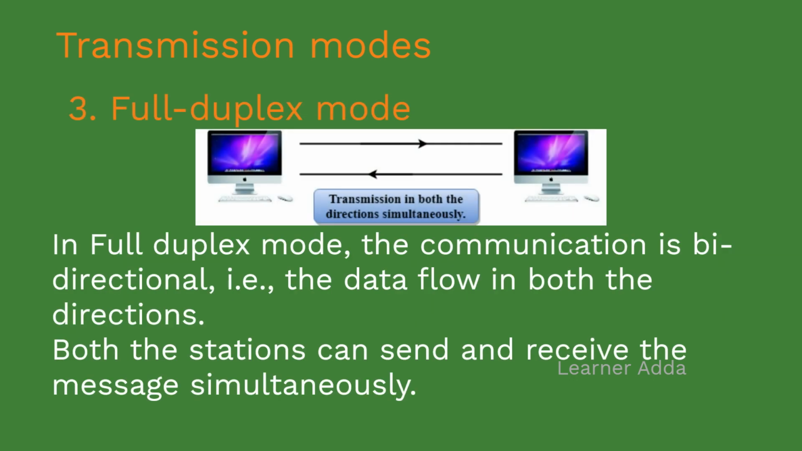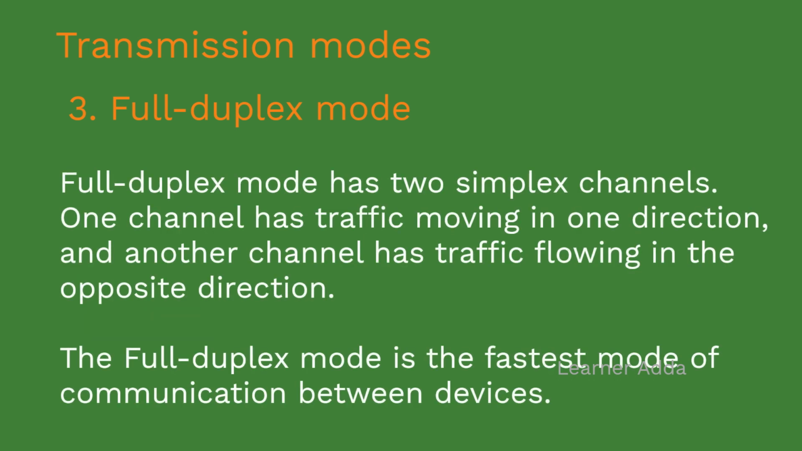Full-duplex mode. In full-duplex mode, the communication is bidirectional, i.e., the data flow in both the directions. Both the stations can send and receive the message simultaneously. Full-duplex mode has two Simplex channels. One channel has traffic moving in one direction, and another channel has traffic flowing in the opposite direction. The full-duplex mode is the fastest mode of communication between devices.